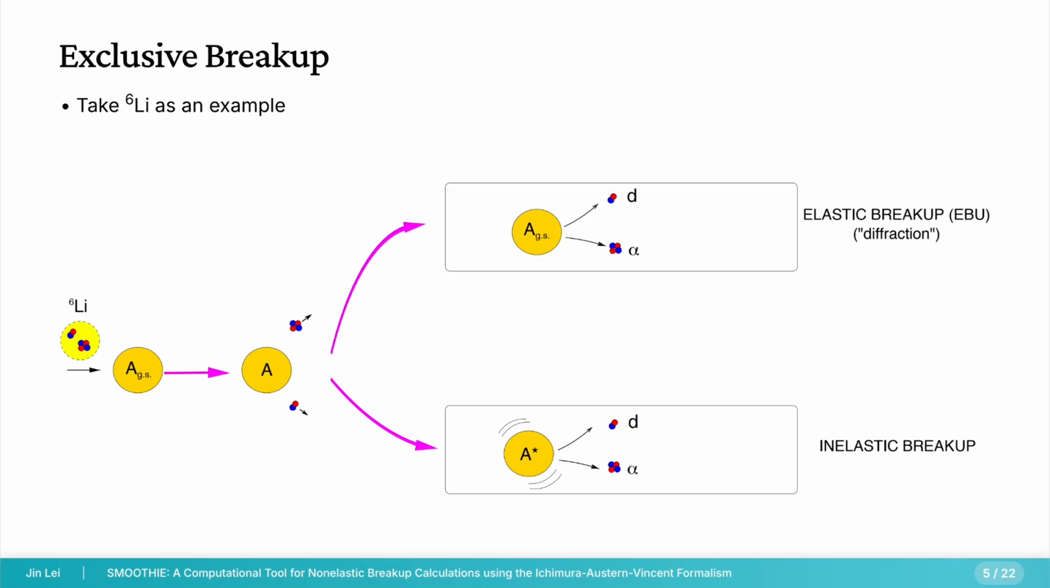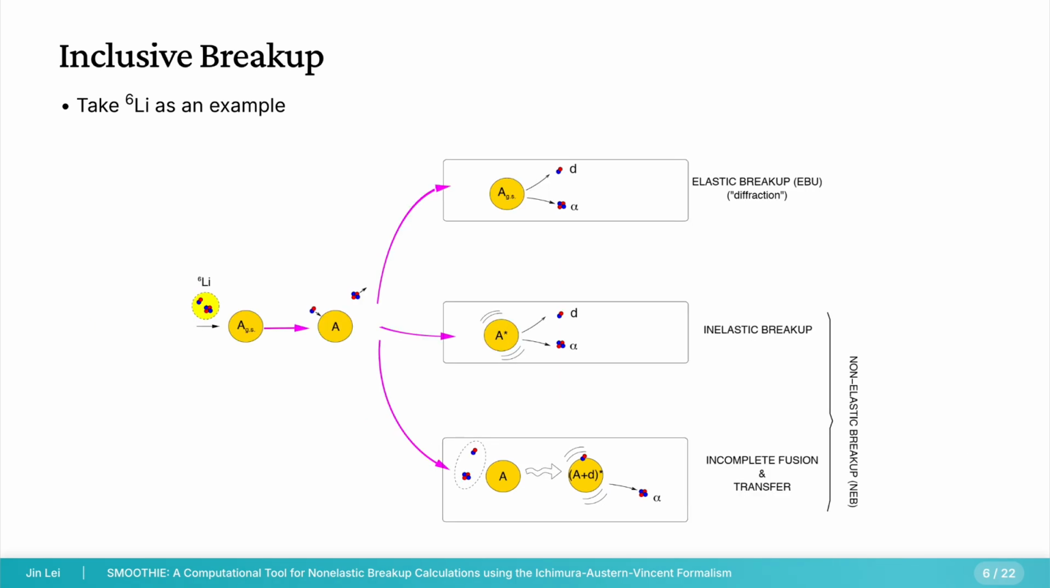In contrast, the inclusive lithium-6 example on the following slide detects only one fragment, leaving the partner unobserved. SMOOTHIE is designed for these inclusive scenarios, integrating over all the unmeasured outcomes, while the unobserved fragment interacts with the target. In the more common inclusive case, the focus of SMOOTHIE, we detect only one outgoing fragment, and we integrate over everything we did not observe. The measured quantity is a double differential cross-section versus angle and energy for that detected fragment.